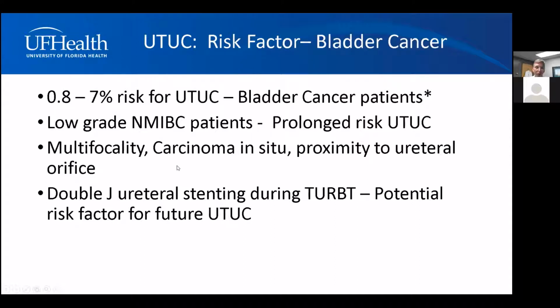But in bladder cancer, you have to be careful of multifocality, carcinoma in situ, and proximity to the ureteral orifice. All those are warning signs that you may have to be more mindful of upper tract disease. Double J stenting during a TURBT, you want to maintain that renal function, but at the same time, with reflux you could be seeding your upper tracts too. So it's a potential risk factor for future upper tract disease.